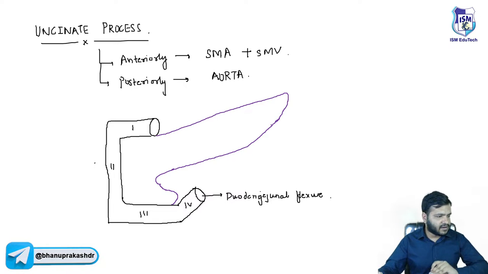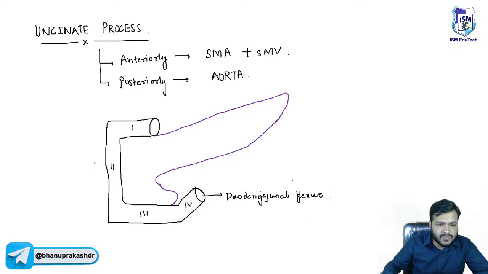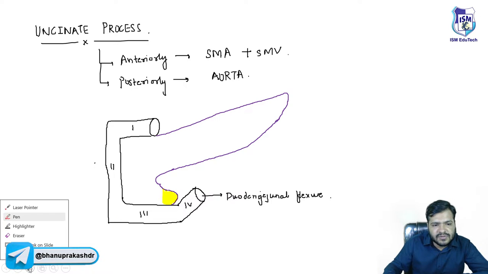Now, suppose this is the pancreas, beta. Suppose this is the pancreas, and the portion which I am highlighting over here, that is the uncinate process. Okay, let us understand this. This is the uncinate process, right? So you already know that this is the uncinate process. So, I'll just mark it.